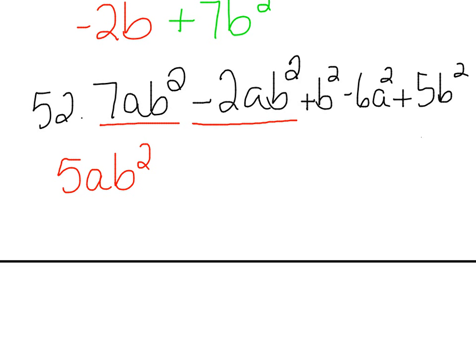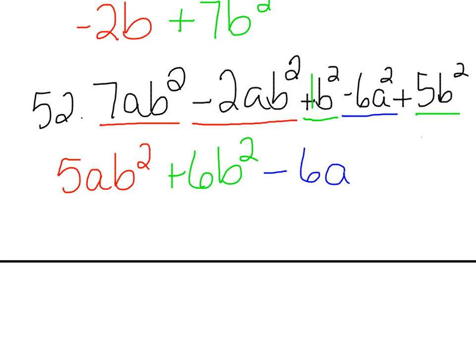And then if we look, we have a b squared, which is alike with this b squared. Again, that means we have a 1b squared there, so we'd have 6b squared. And here is our last term. There's no other a squareds, so we're just going to put that down there, minus 6a squared, and that is your answer. And that is the end of the test review.